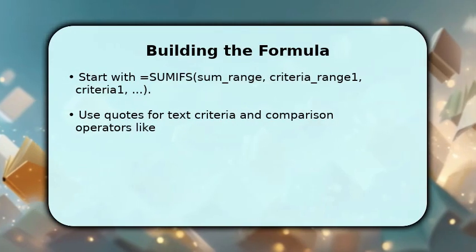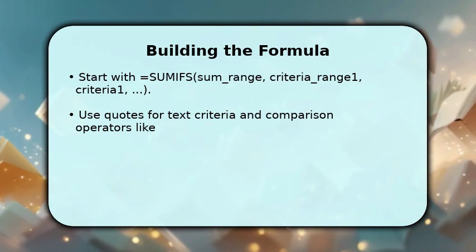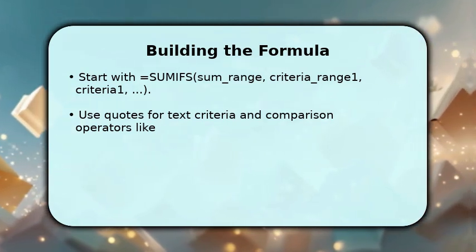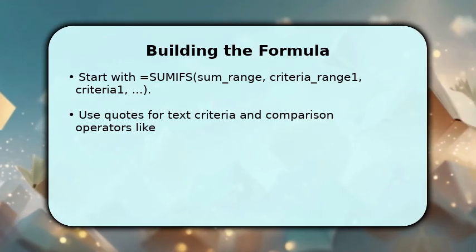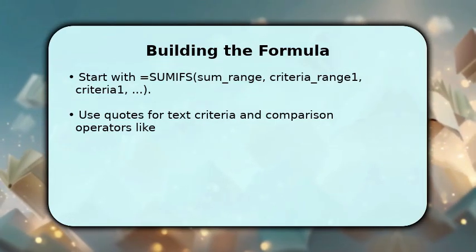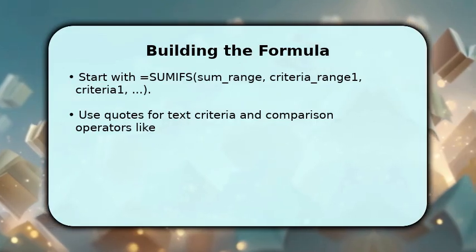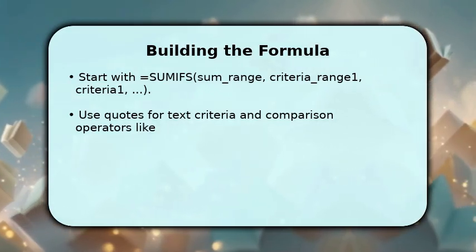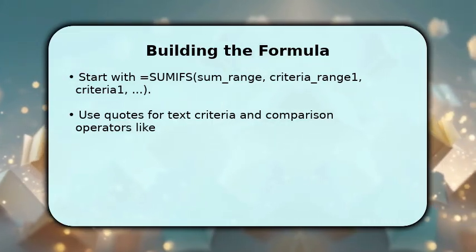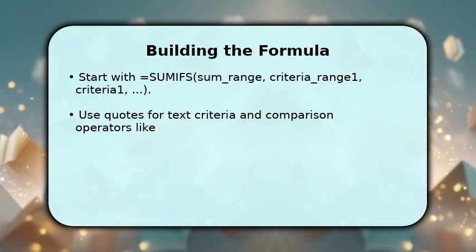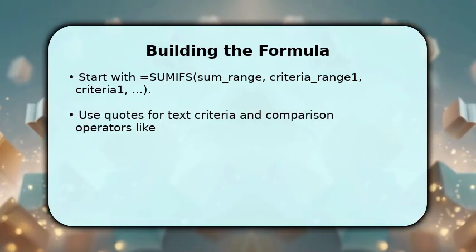Begin by typing equals SUMIFS and selecting your sum range first, then add each criteria range followed by its criteria. I will guide you through examples like summing sales over 0, or counting values that contain a specific word using wildcards. You will learn to lock ranges with dollar signs when copying formulas and to nest expressions for dynamic criteria. These steps will make your spreadsheets more reliable.